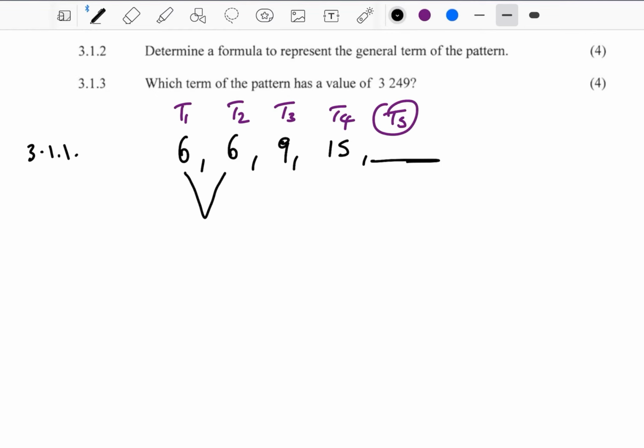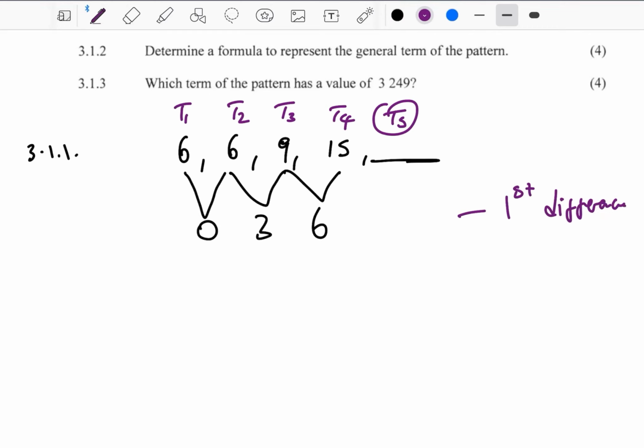The first difference is just finding the difference between the following terms. The difference between 6 and 6 is 0, so you say 6 minus 6, that's 0. The difference between 6 and 9, so 9 minus 6, is 3. The difference between 9 and 15, so 15 minus 9, is 6. So this is your first difference.